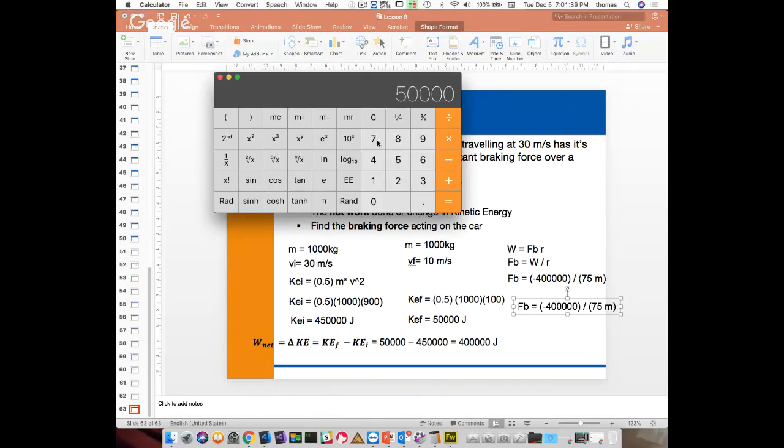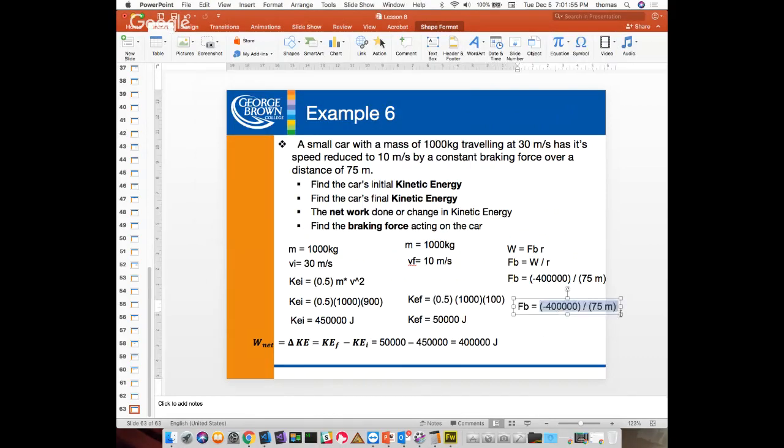So we're taking a negative value. Let's put a negative sign afterwards for the calculator. So 400,000 divided by 75 is equal to 5,333.3 newtons of force. So negative 5,333.333, non-terminating repeating, right? Newtons of force. And that's this problem.